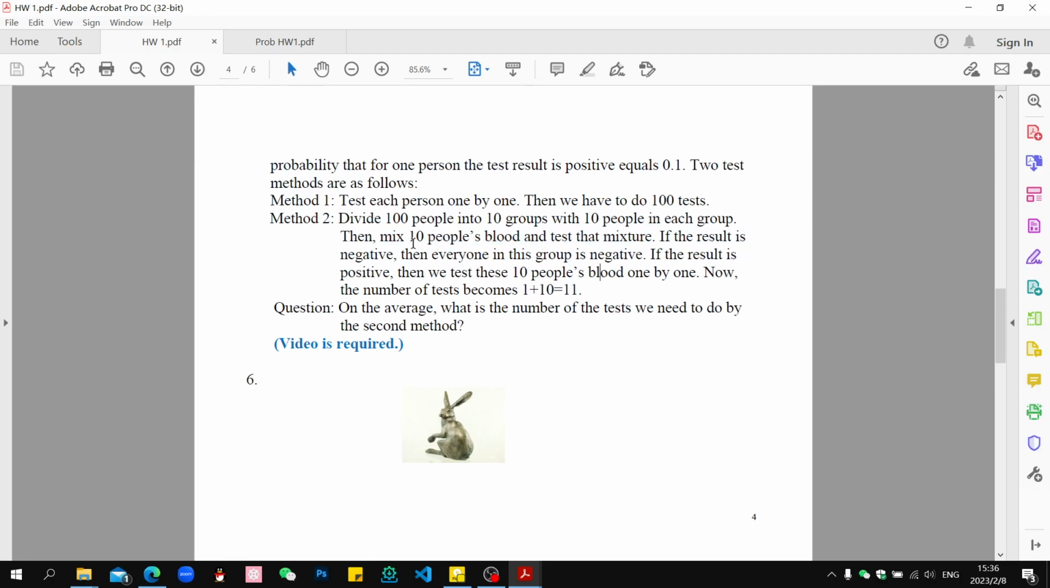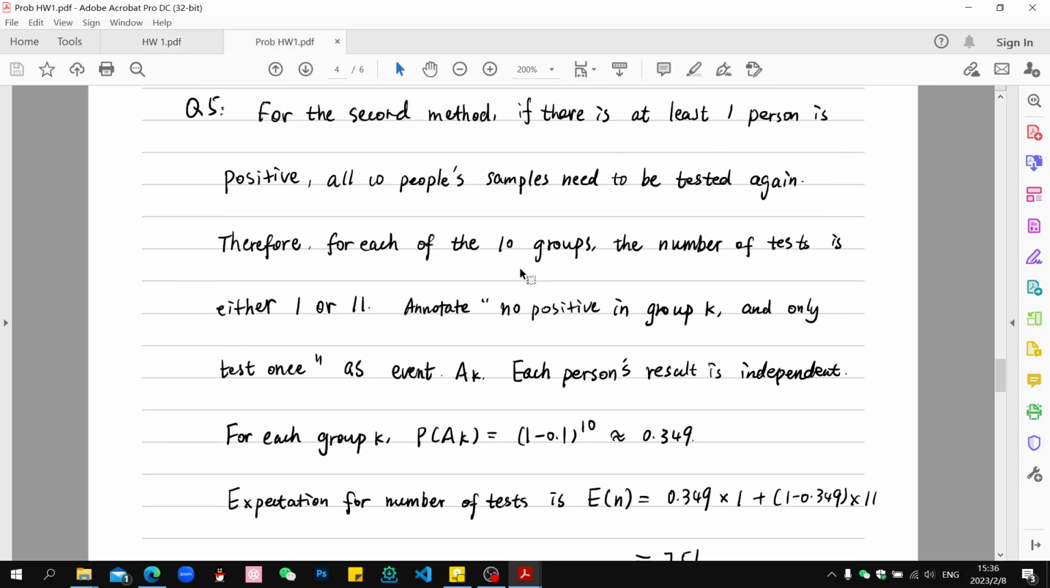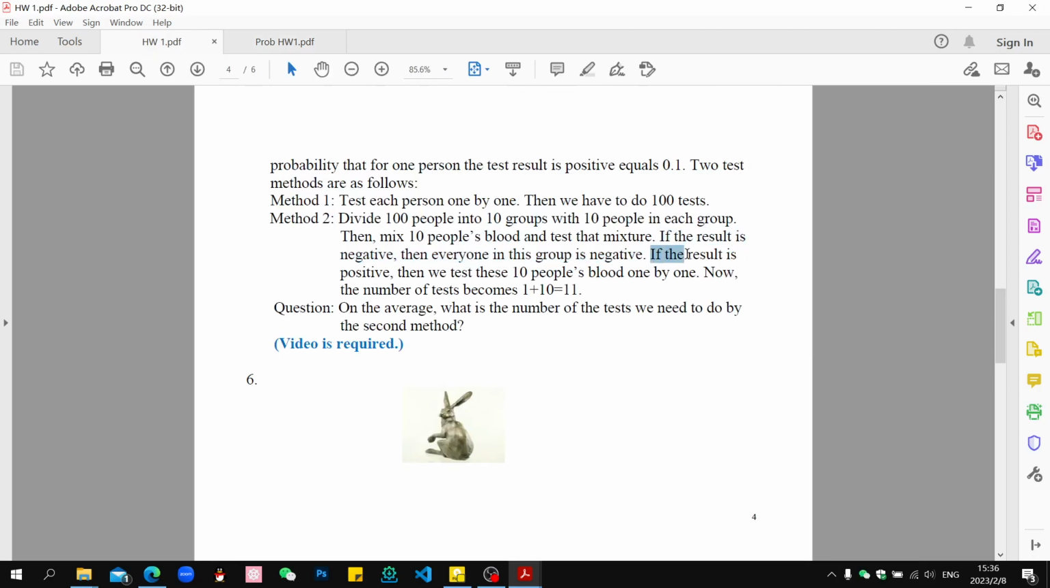So, if the result is negative, then everyone in this group is negative, and therefore the number of tests for a negative group, all negative, is 1. And if the result is positive, then we have to test all 10 people's blood because we don't know which one of them is positive. We have to find out. Therefore, the number of tests becomes 11, which is 1 plus 10.